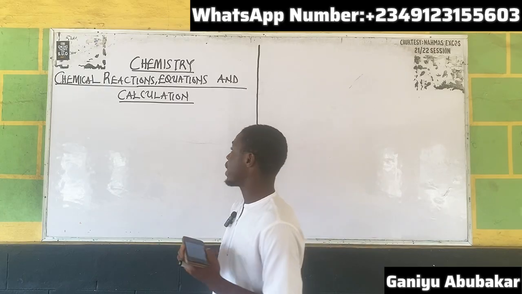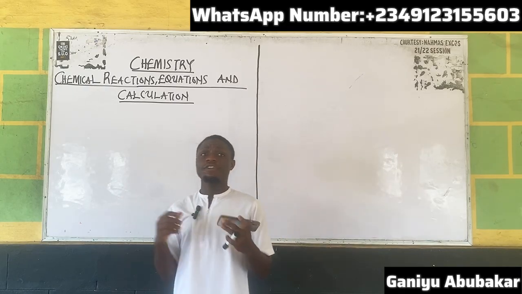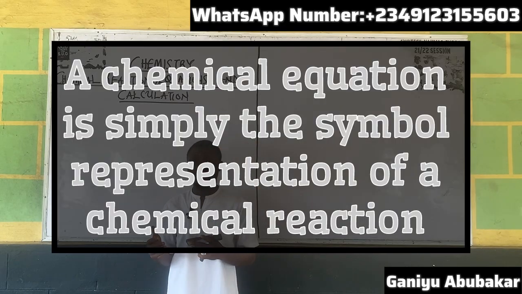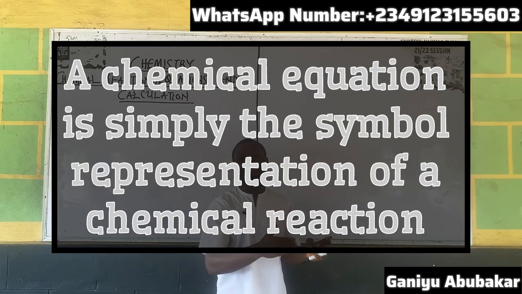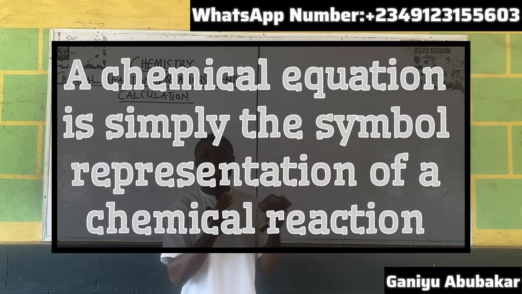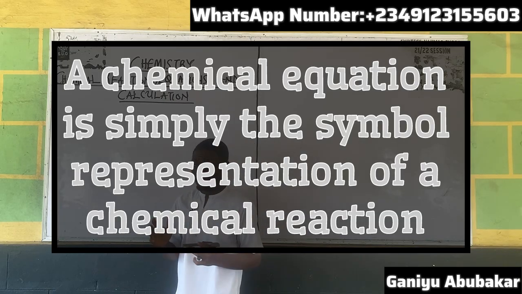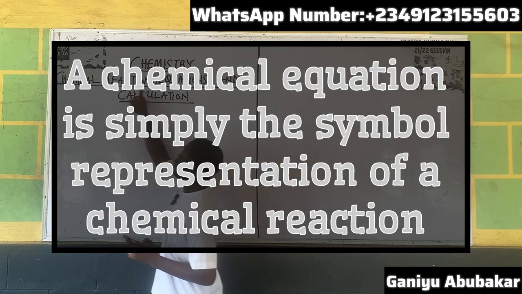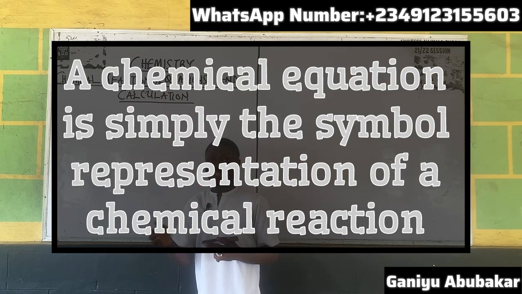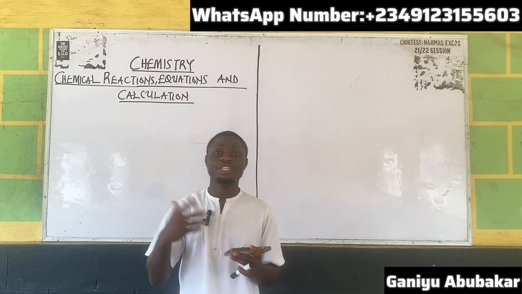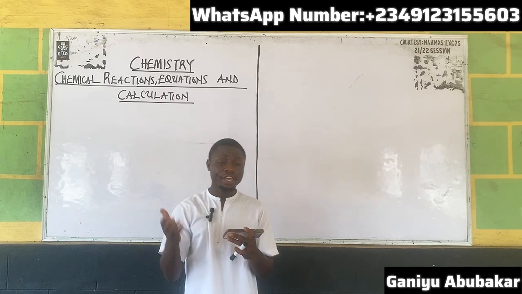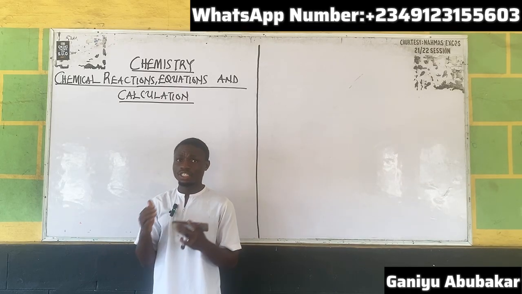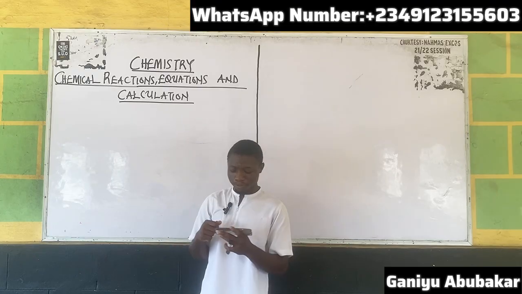First things first, what's a chemical equation? By definition, a chemical equation is simply the symbolic representation of a chemical reaction. That's how you define a chemical equation.